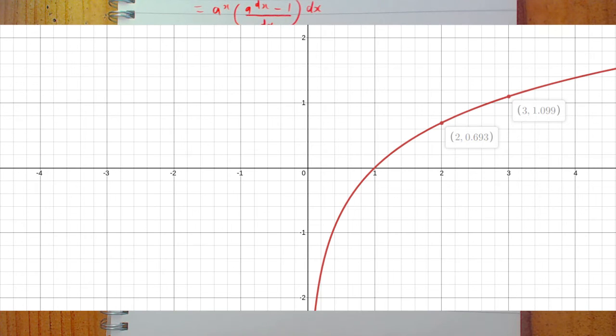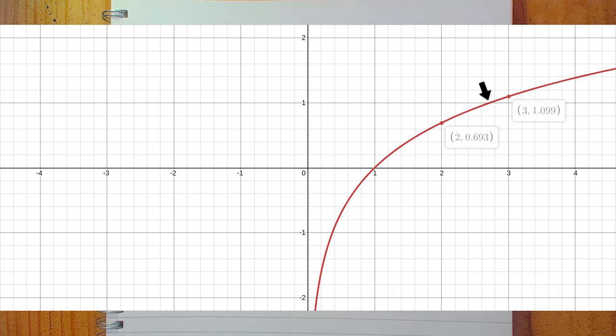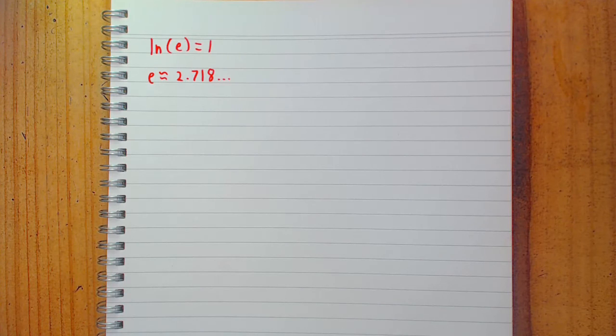Here is a graph of ln of x on Desmos. As you can see, there is actually a point where ln of x equals 1. We call the value of x at which this happens e, so ln of e equals 1. Looking at the graph, we can tell that e is around 2.781. We can find a mathematical expression for e by solving ln of x equals 1.